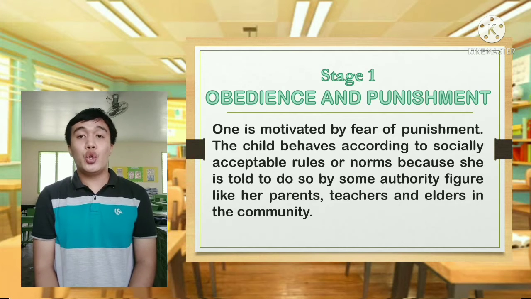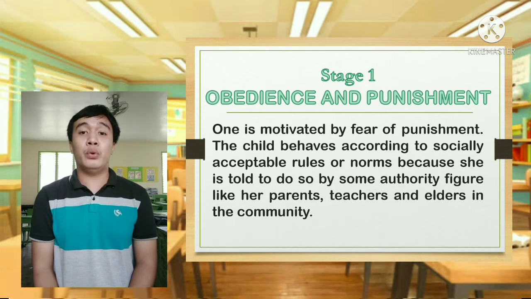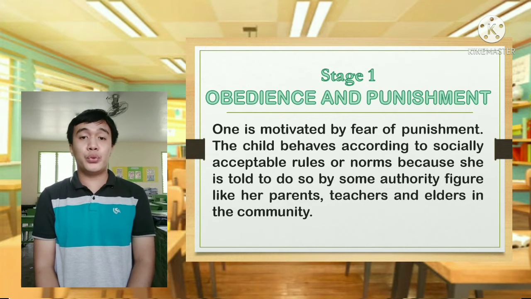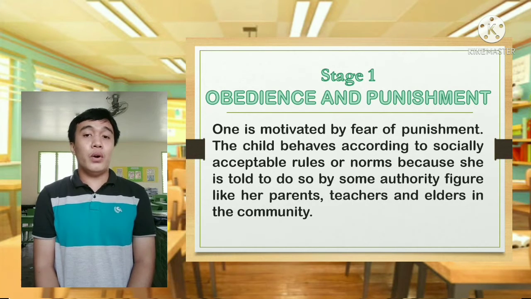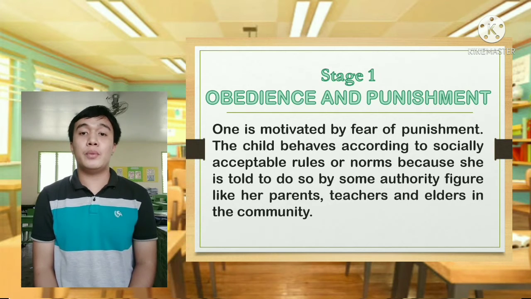In this stage, one is motivated by fear of punishment. The child behaves according to socially acceptable rules or norms because she or he is told to do so by some authority figures like her or his parents, teachers, and elders in the community. In simpler terms, the individual will obey the rules in order to avoid punishment.